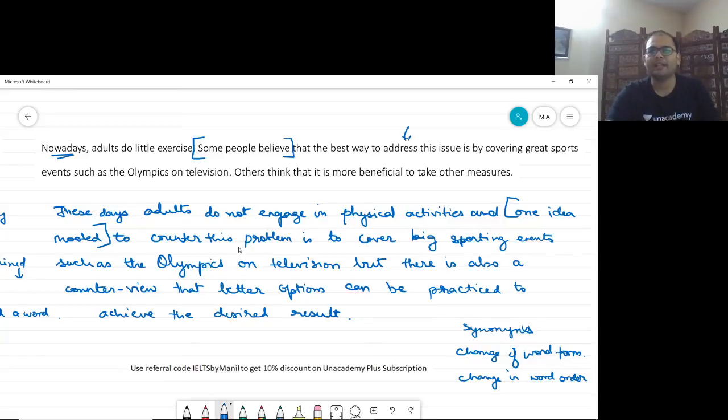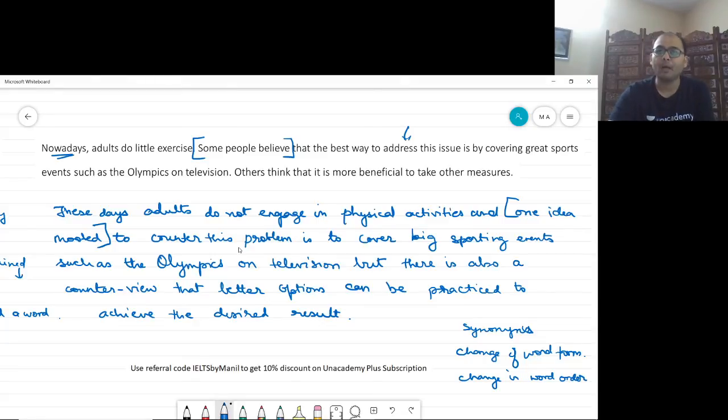And one idea mooted to counter this problem, address this issue, counter this problem is by covering great sports, is to cover big sporting events such as, so again here I've primarily just changed word form, such as the Olympics. I haven't even changed anything over there because it is not necessary. I know there are people who are obsessed, like I say time and again, to replace every word with another word, but where not necessary, please don't.